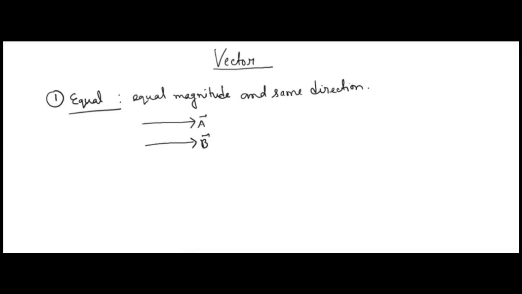b vector and c vector, these three vectors have equal magnitude and same direction. So a, b, c are equal vectors.